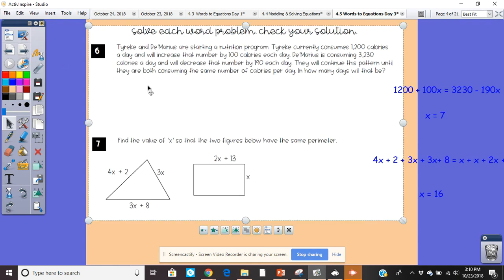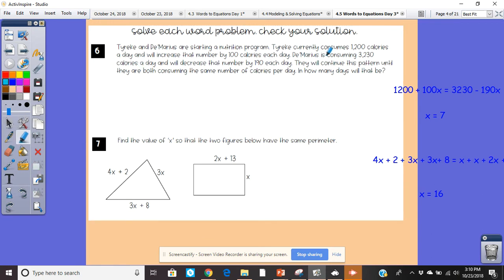All right, so word problems. So it says Tyreek and Demarius are starting a nutrition program. Tyreek currently consumes 1,200 calories a day and will increase that number by 100 calories each day. Demarius is consuming 3,230 calories a day and will decrease that number by 190 each day.